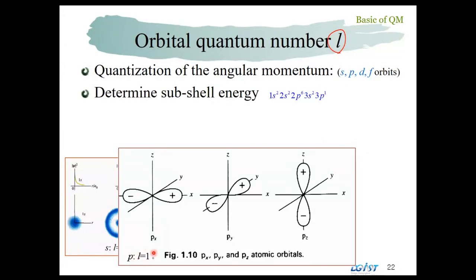And for the L is one case, that means we have a certain amount of angular momentum. So when we represent the angular momentum one state in the spherical coordinate system, we have those three kinds of orbitals. Px means the orbital of the electron lies mainly along the x-axis, py means along the y-axis, and pz means along the z-axis. So in the pz orbital case, the electron has a large probability along the z-axis, but not the x and y-axis.